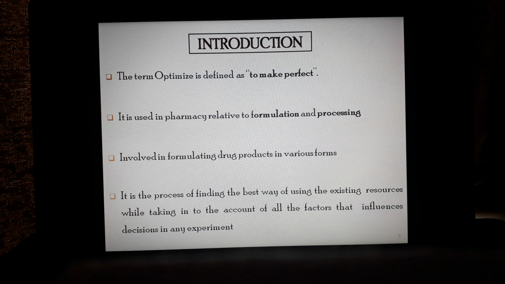In the real sense, optimization is simply defined as choosing the best element from some set of available alternatives. In another way, you can say in a simple way, that is to make perfect. It is the process of finding the best way of using the existing resources while taking into account all the factors that influence decisions in any experiment.